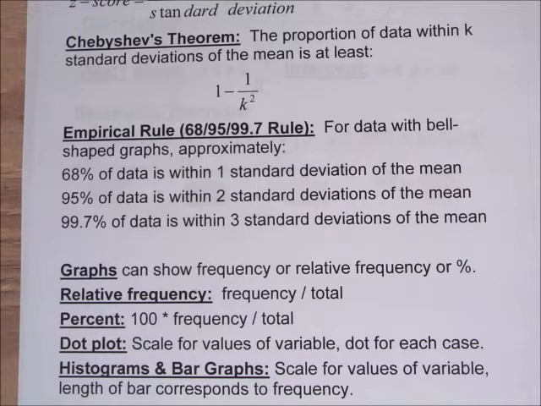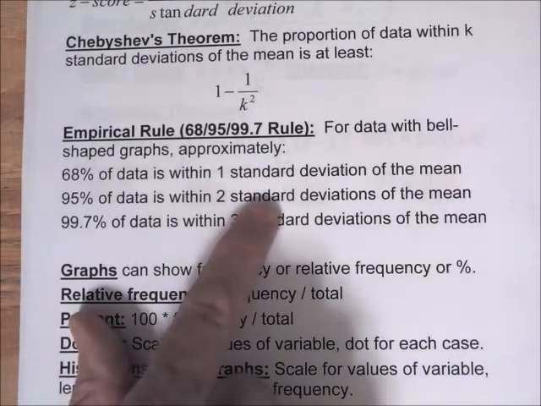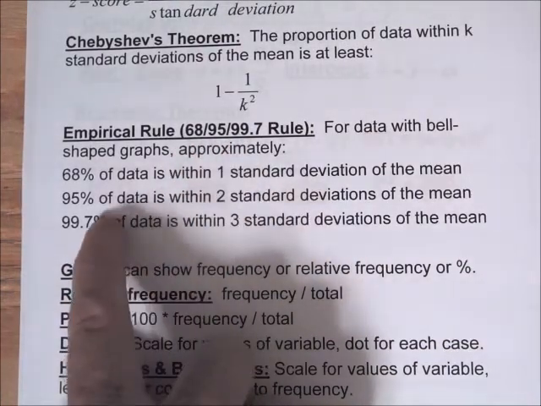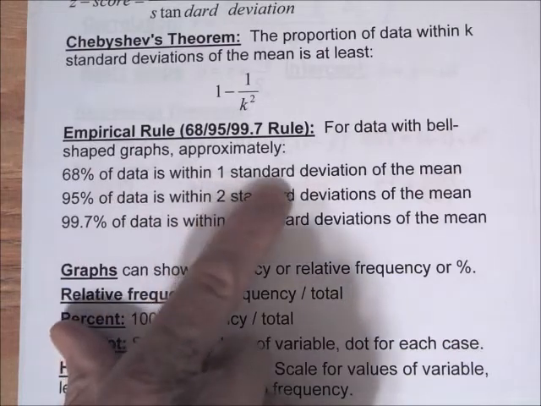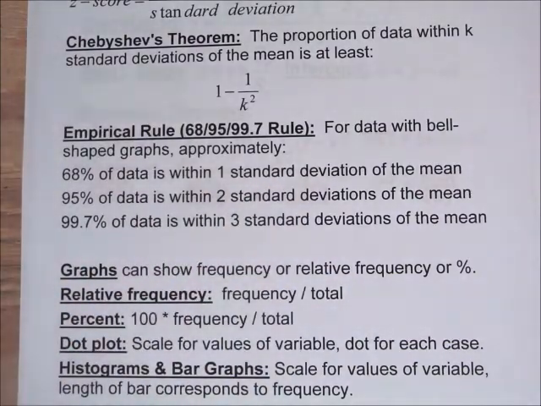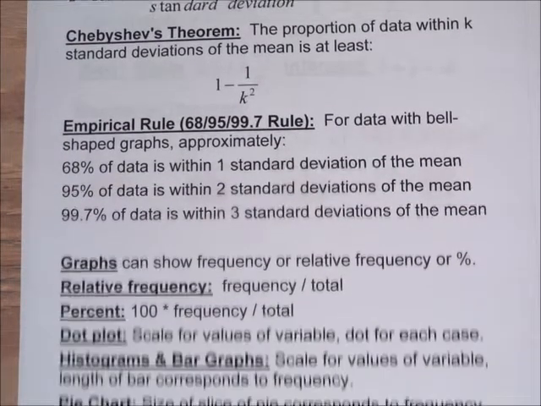The empirical rule only applies to data with bell-shaped graphs, and that's 68% of the data is within one standard deviation of the mean. It's also called the 68-95-99.7 rule. 68% of the data is within one standard deviation of the mean, 95% is within two standard deviations of the mean, 99.7% of the data is within three standard deviations of the mean.